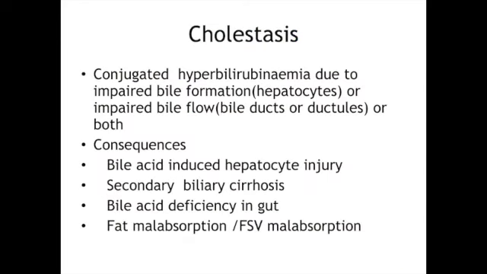The next is about cholestasis. Cholestasis is a condition where there is elevated conjugated bilirubin due to impaired bile formation by the hepatocytes or by impaired bile flow by the bile ducts or bile ductules or both. So it may result in bile acid-induced hepatocyte injury, or it may result in secondary biliary cirrhosis. Patient can have bile acid deficiency in the gut. They are prone for infection, bacterial translocation, etc. There may be fat malabsorption or fat-soluble vitamin malabsorption.